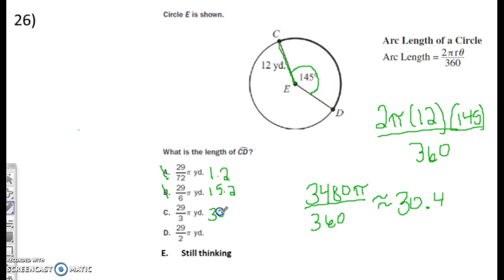That gives me 30.37, which is about 30.4. So I'm pretty confident that's going to be my answer. But I can just go ahead and double check. 29 divided by 2 times pi is 45.5.